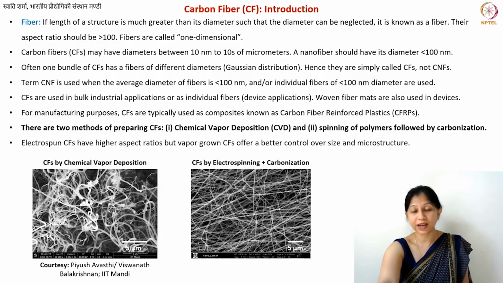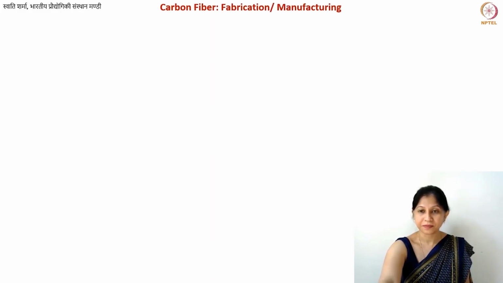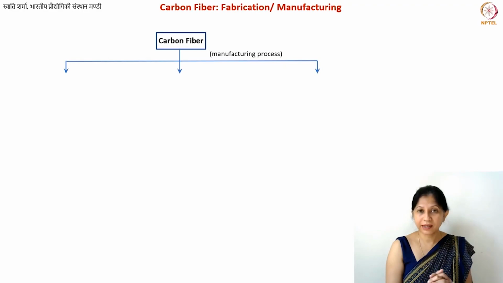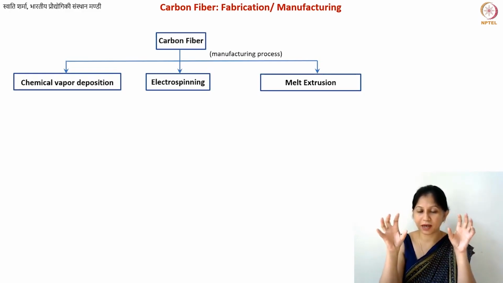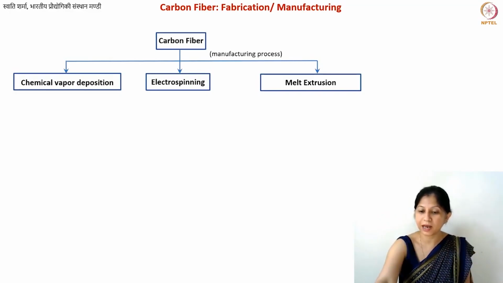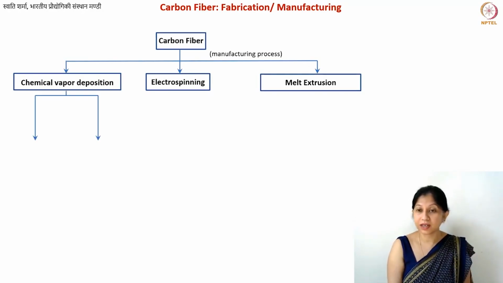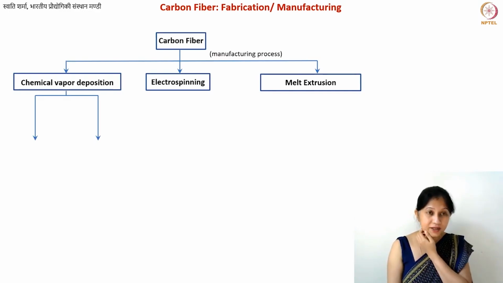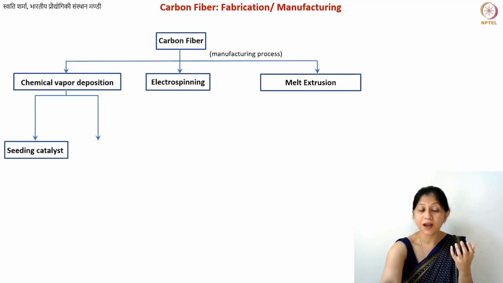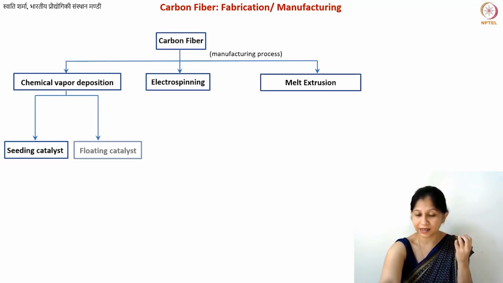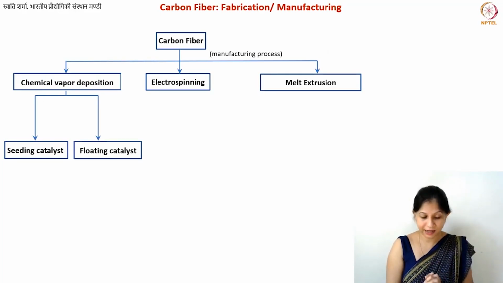Now we are going to go more into the details of how we classify these carbon fiber manufacturing techniques. The first thing is that, based on the manufacturing process, as I mentioned, one is spinning and one is carbon fiber chemical vapor deposition. Spinning can be divided into two things: electrospinning, or simple melt spinning, for which melt extrusion is also a terminology that is used. Let's first talk about the CVD. Based on how it is performed, you can further classify the process itself. One is what is known as the seeding catalyst method, and the other one is the floating catalyst method.